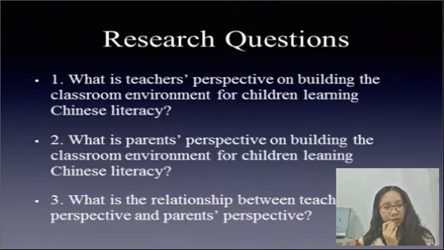According to my literature review, I have raised the following questions. The first one is about the teacher's perspectives, and the second one is the parent perspective, and the third one is the relationship between teacher's perspective and the parent's perspective.